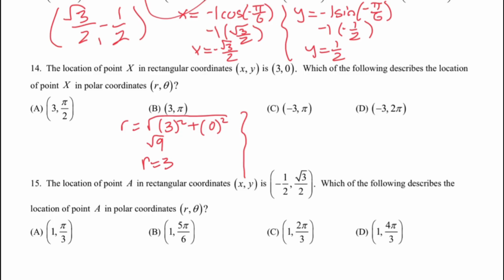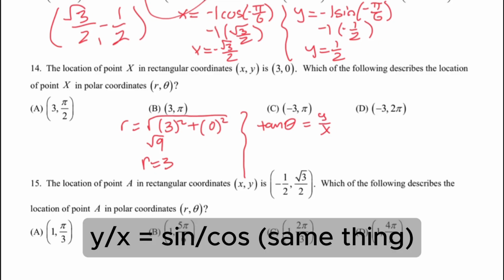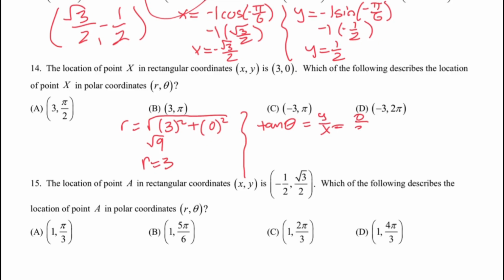So now we want to find the angle here, and by finding the angle, we're finding the tangent. So tangent of theta. Theta is what we're trying to solve for, right? And we're going to be using tangent. Tangent is y over x. So that's 0 over 3, which is equal to 0. So tangent of theta is equal to 0.